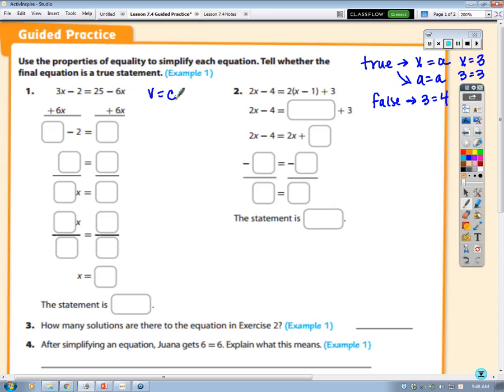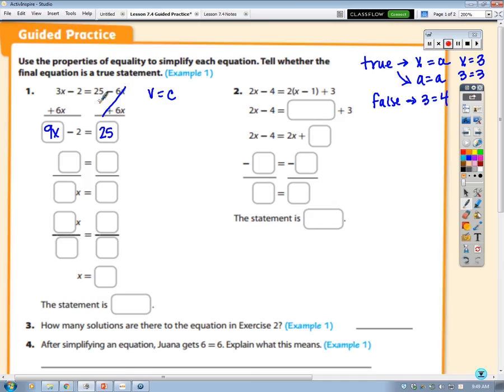Yeah, they're combining the variables, adding 6x to both sides. So what happens on this side? Yeah, it zeroes out. It cancels out. What happens on this side? 3x plus 6x is 9 what? 9x. So we've got 9x. We bring down minus 2 because we didn't change anything. Bring down the equal sign. And then on this side we have 25. We didn't change that. So what do you do now?